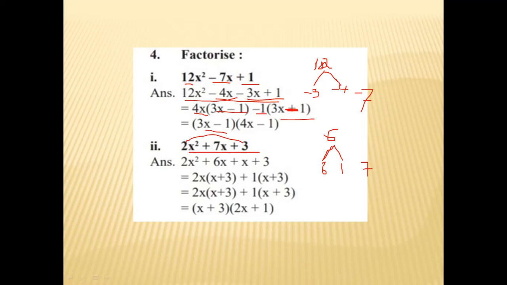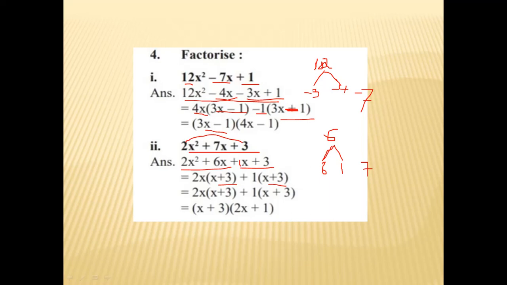7x can be divided into 6x plus 1x. Therefore, 2x square, write it as it is. 7x can be split into two terms, 6x plus 1x, plus 3, write it as it is. When we group two terms and take the common factor, 2x is the common factor, x plus 3 is remaining. 2x into x, 2x square, 2x into 3, 6x. Plus 1 is the common factor, x plus 3 is remaining. In both terms, x plus 3 is the common factor. This can be taken out.